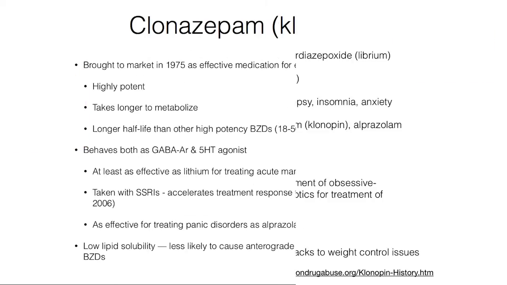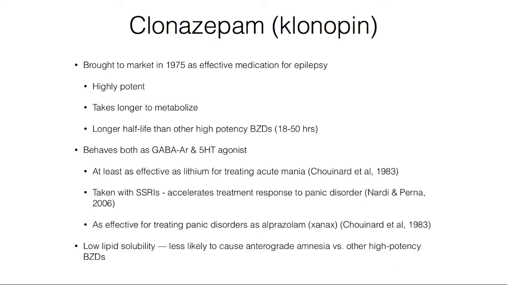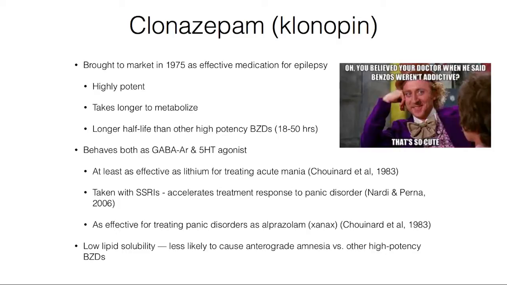control issues. Temazepam specifically was brought to the market in 1975, and it's one of these highly potent benzos, and it actually takes longer to metabolize than the other high potent benzos. Its half-life is 18 to 50 hours, so the idea was that people shouldn't have to take it as frequently and that it should only be for short-term use.